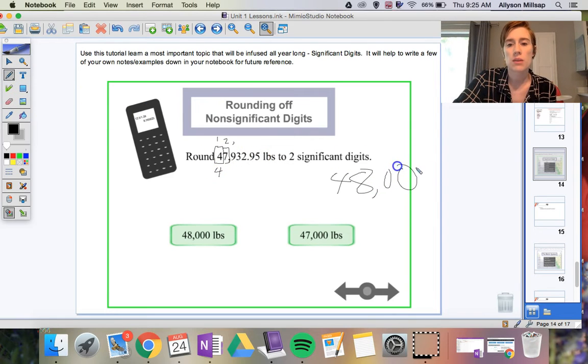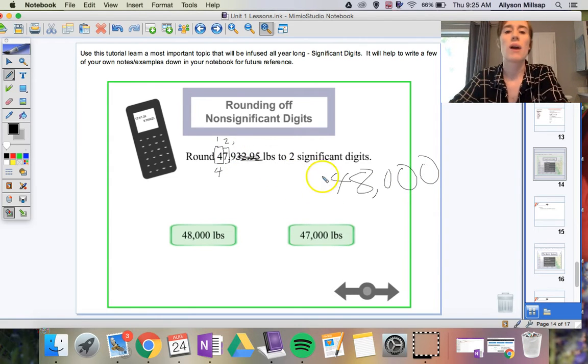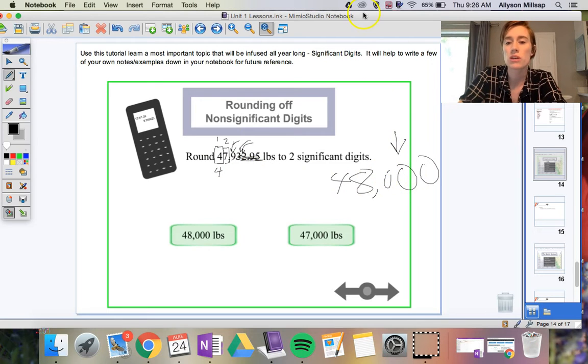Well, then you might be asking, well, Mrs. Millsap, last time you just got rid of these numbers. Well, the reason I could have just chopped them off is because they were to the right of the decimal. But now I need to instead fill them with placeholders so that this number maintains its same basic value. So you can put in placeholder zeros. Remember that placeholder zeros are not significant, so I still only have 2 significant.